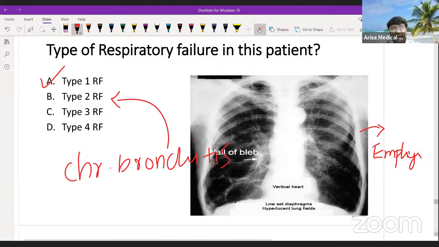Okay. And the image which is shown to you is emphysema. And in emphysema, what is the type of respiratory failure? You will have type 1 respiratory failure. That is about the clinical scenario, right?